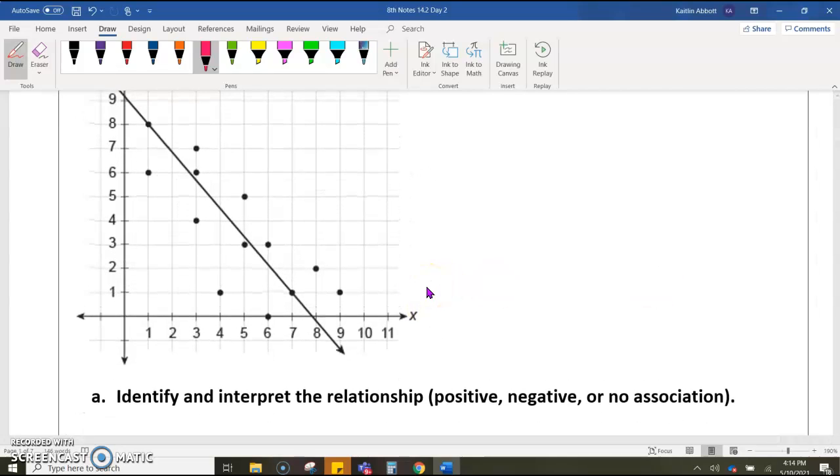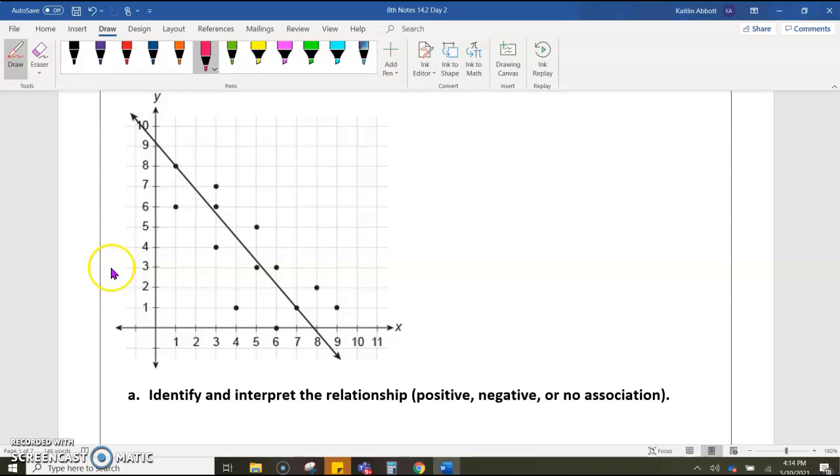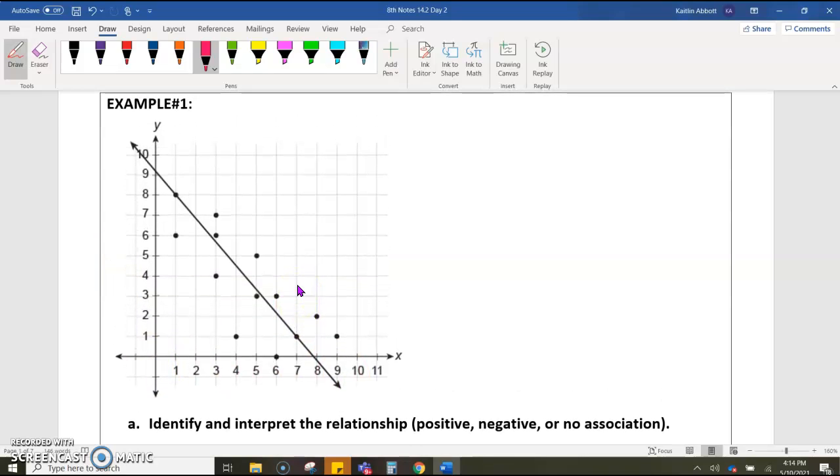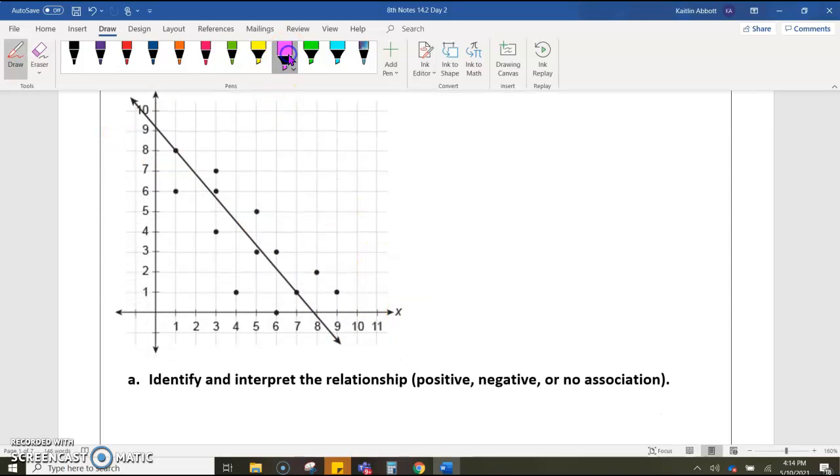We don't have any units on here, but we don't necessarily need units to figure out what's happening. So first, we got to interpret the relationship. Is it positive, negative, or no association? Is the line going up? Is it going down? Or are there so many dots we can't put a line? If you said it is going downhill, you are correct. So to identify and interpret the relationship, it is a negative correlation.